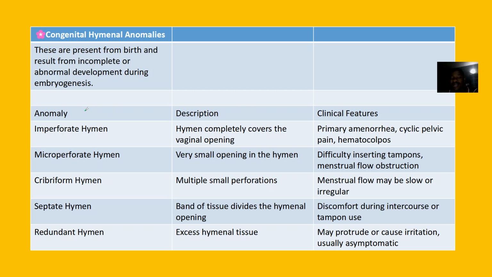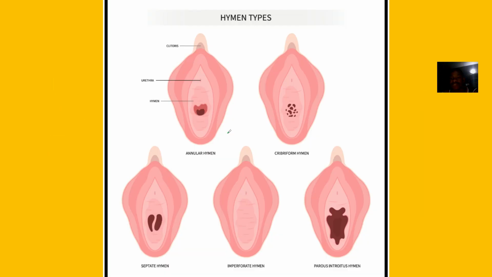where I'll just be reading the anomalies and the description. You can pause to look at the clinical features, right? So imperforate hymen, the hymen completely covers the vaginal opening. Imperforate, there's no hole, there's no opening. So anything that comes from the back is blocked. So when such a person starts menstruating, any menstrual period could just be blocked.